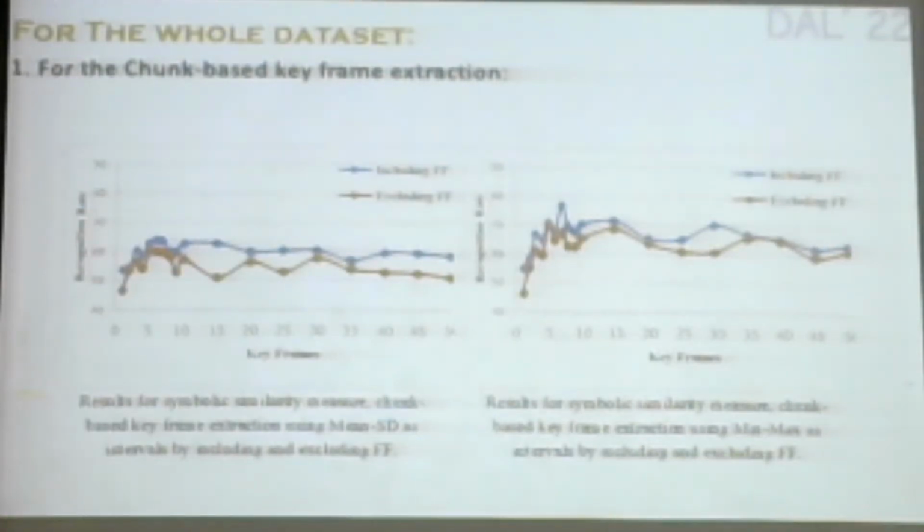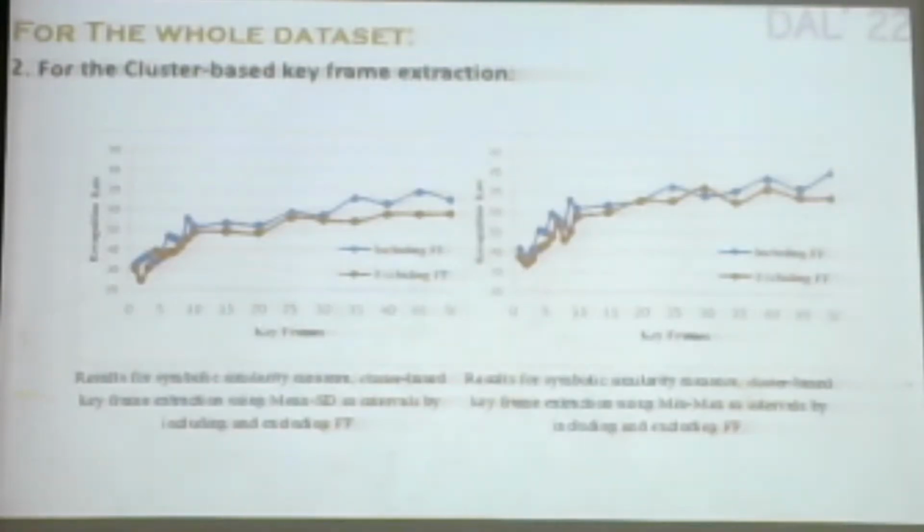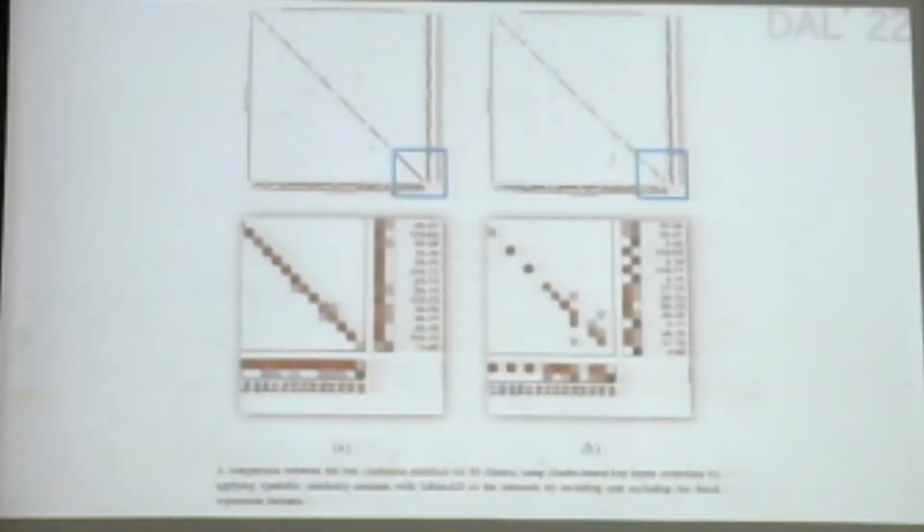Now, looking into the result, the blue line represents the performance when we included some sort of non-manual markers for the 2 different methods that we had proposed earlier, the cluster-based and chunk-based. And again, here's a different analysis.